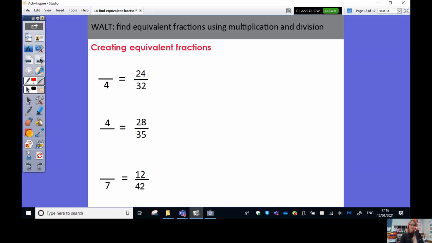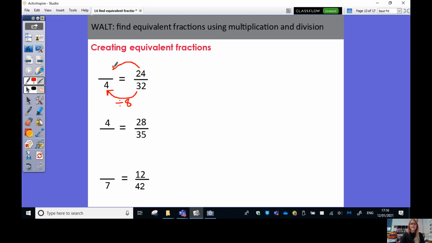Right, let's look at some different examples now. So this time I have this side missing my numerator, but I can still use my division facts to help me. So I know that 32 divided by something equals 4. So how many 4s go into 32? Okay, I know that is 8. 32 divided by 8 is 4.